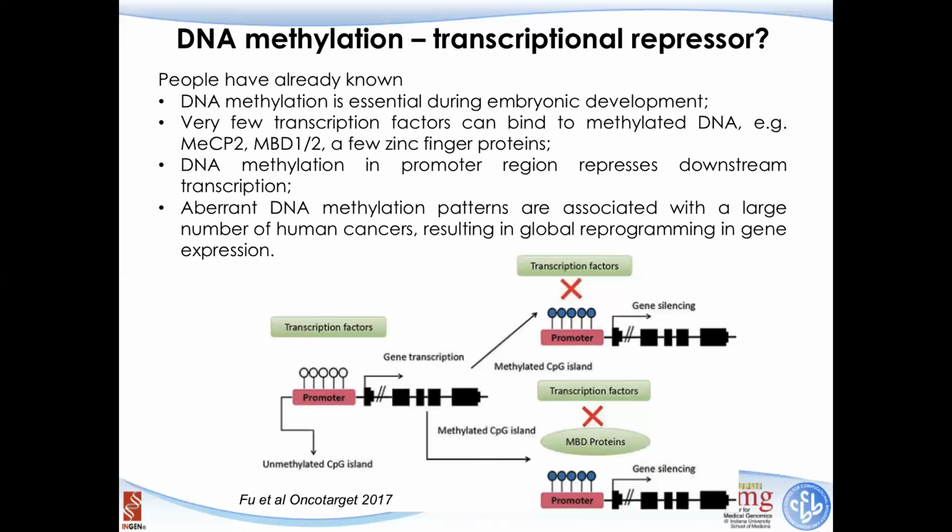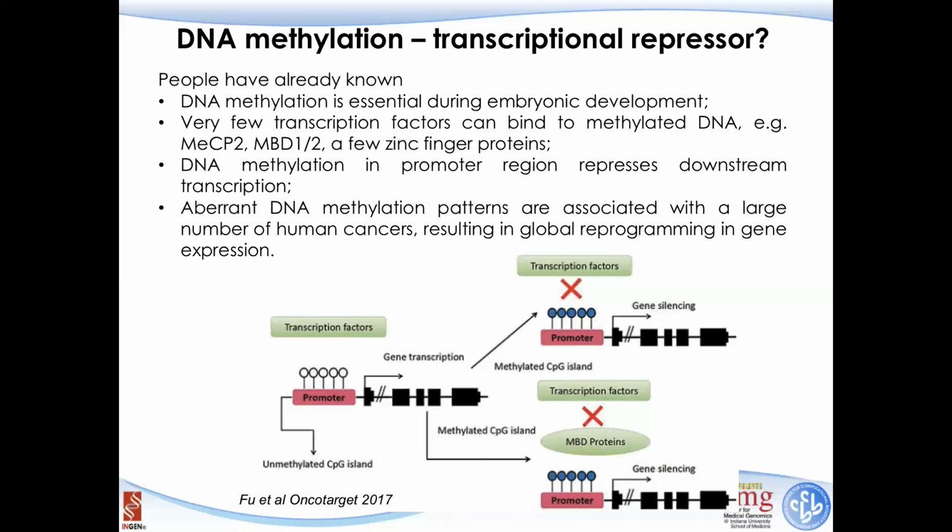Another one is that, because the CpG site is methylated, it can recruit MBD protein to bind here. Then they occupy the site and block other transcription factors from coming. Then the gene will be silent. Those are the two main scenarios.